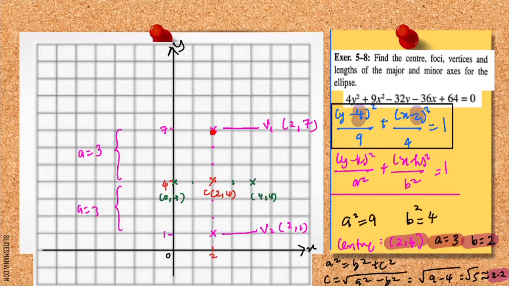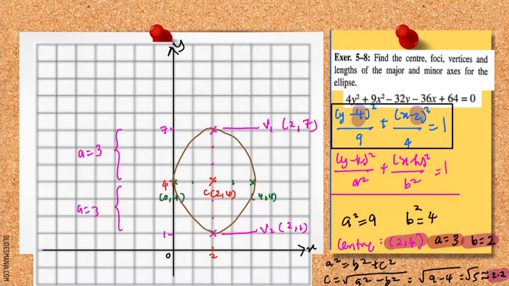So since we have V1 and V2, as well as the co-vertices here, right now we can connect all of these coordinates in order to create your ellipse. So let me connect here. Just connect all of the 4 points. So now this is your ellipse.